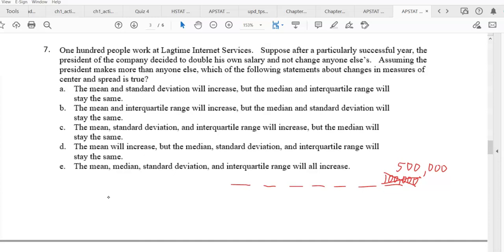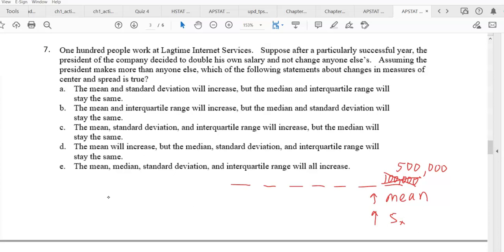So let's think about it. Is the mean affected? The mean is going to get a lot bigger because it's very affected by outliers. The standard deviation is going to get a lot bigger. It's very affected by outliers.